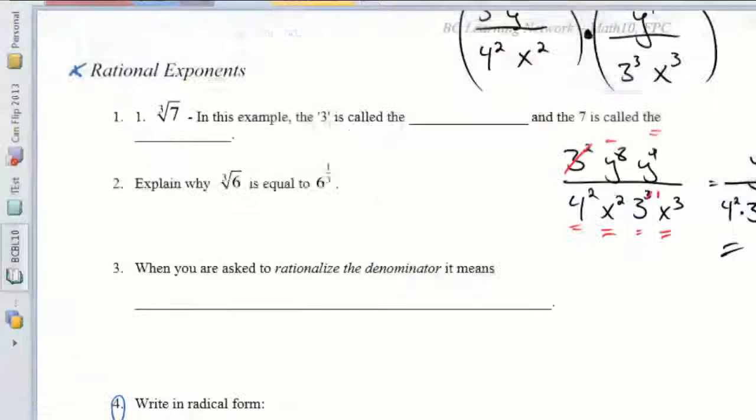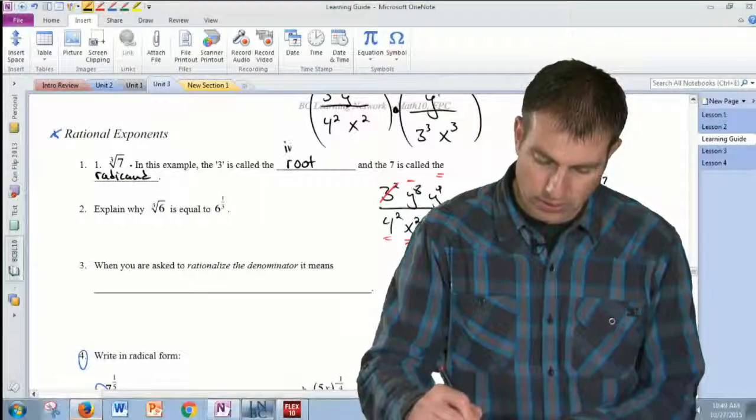Rational exponents. Is the example of the 3 is called the... these are probably words that we don't see a lot. I would go 3 is called the root. I don't know what the answer guide said. I would call it the root, though. And then the 7, we could call it the radicand, but that's probably not what is written there. Index and the radicand? Sure.